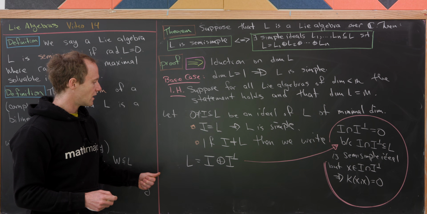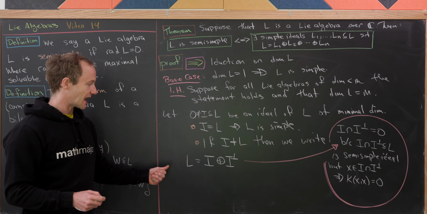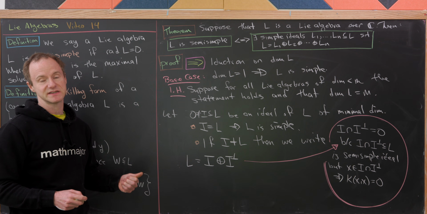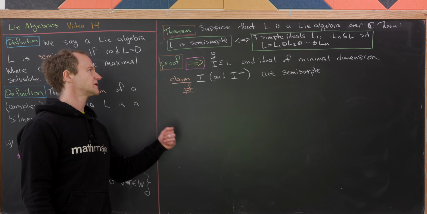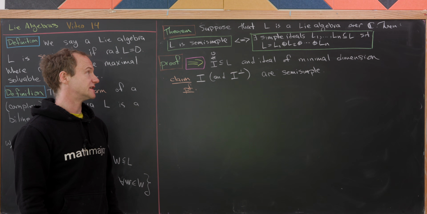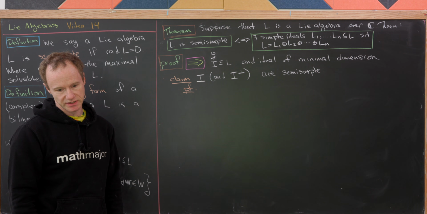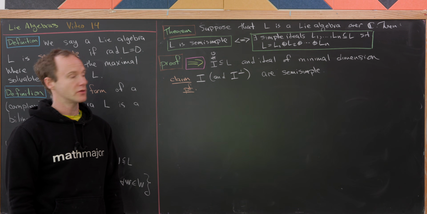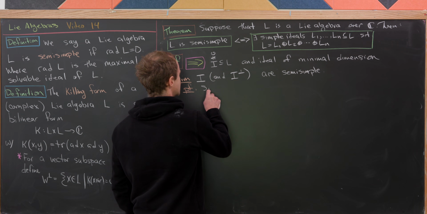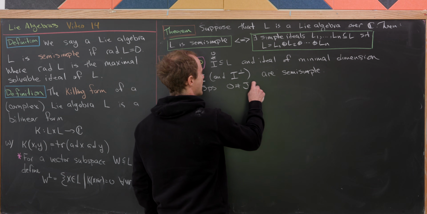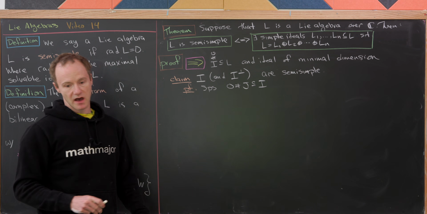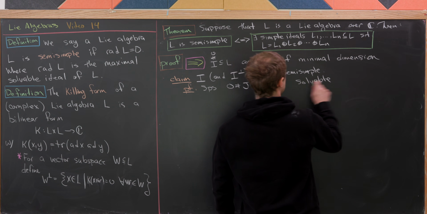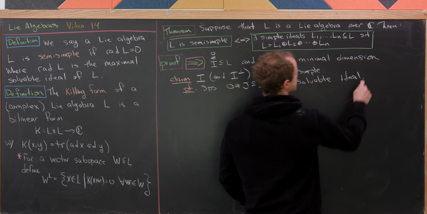Okay, and the next claim that we'll have is that I and I perp, really any ideal of a semisimple Lie algebra, is semisimple. So let's get to that. Let's recall that we took I to be a non-zero ideal of L that was of minimal dimension. Now we'll show that I, that ideal, and its orthogonal complement are both semisimple. So let's suppose that we have an ideal J of I, and it is a solvable ideal.